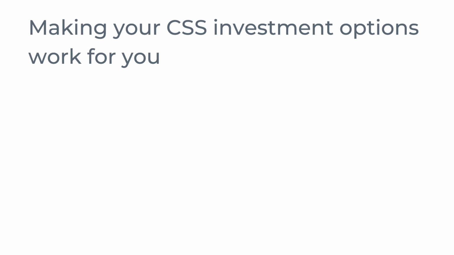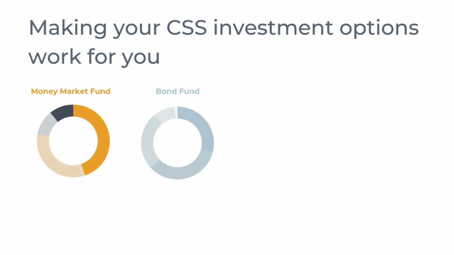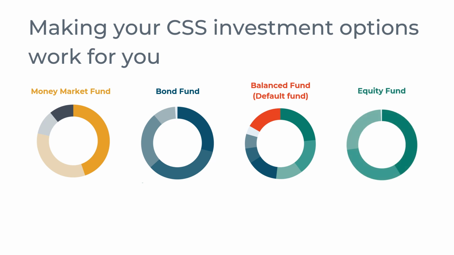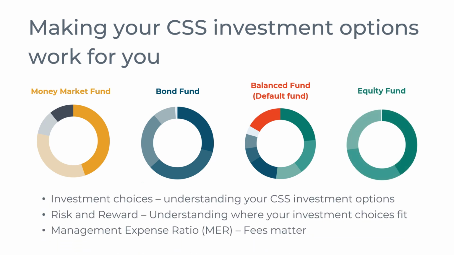The CSS Pension Plan offers 4 different investment funds. Each have their own risk and reward characteristics. Which fund you invest in will be determined by your risk tolerance and the length of time you will spend in retirement. The other important thing to consider and to understand is the management expense ratio, also known as MER.